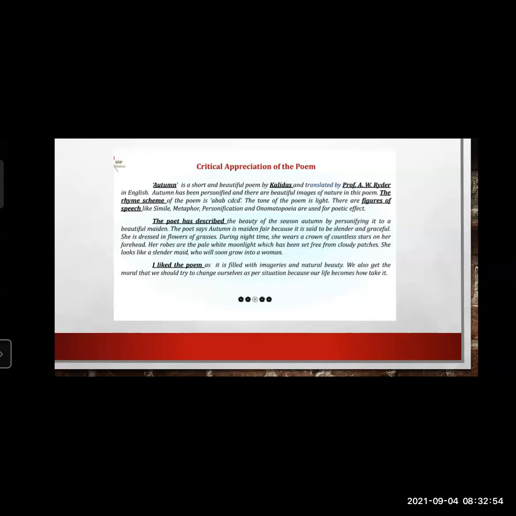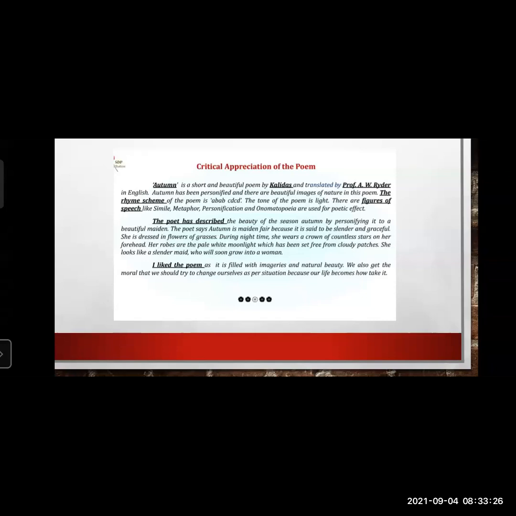During night time, she wears a crown of countless stars on her forehead. She wears a crown on her head at night time, which is made of stars. Her robes are the pale white moonlight, which has been set free from cloudy patches. The dress worn by the girl of the autumn season is a silken robe, meaning a gown which is made of moonlight.